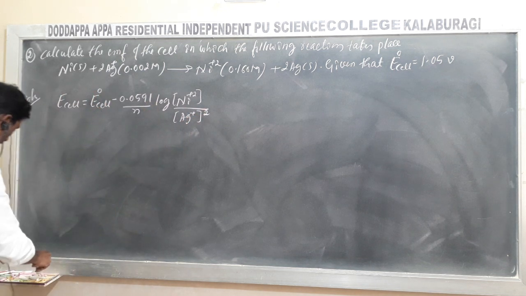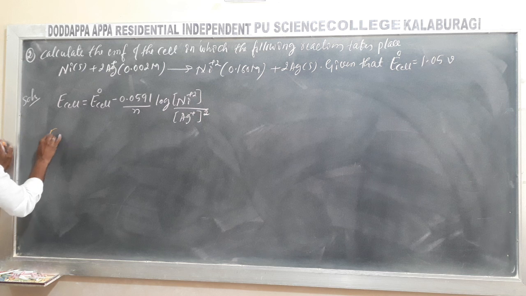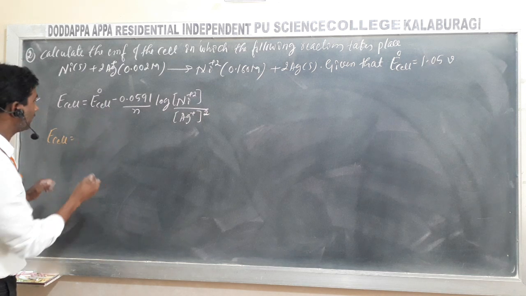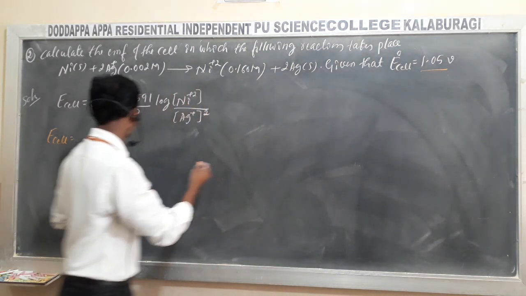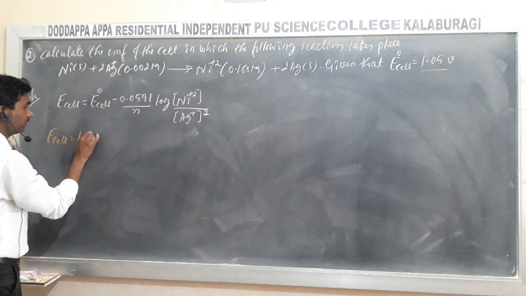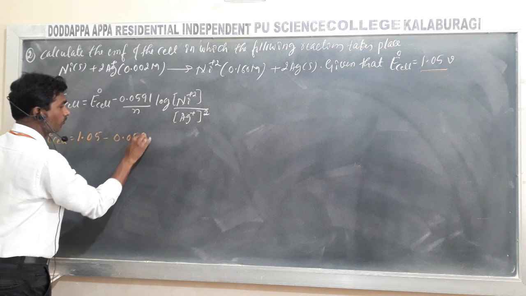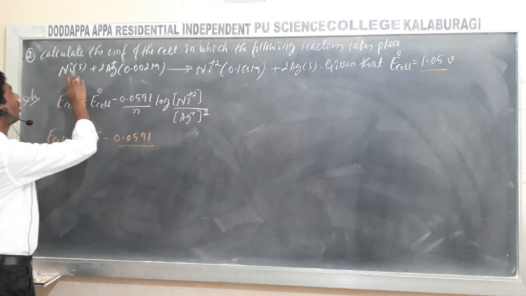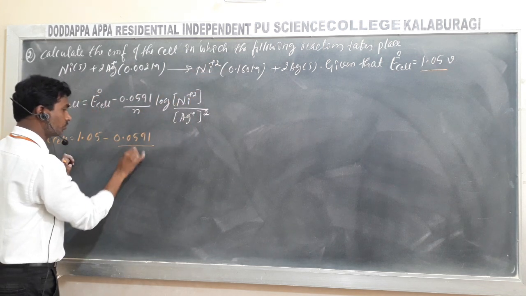Now I can go for this and calculate E of cell. What is the E0 of cell? E0 of cell is given as 1.05, minus 0.0591 over n. What is n? Loss or gain of electrons. How many electrons are lost or gained? 2. So n is equal to 2.